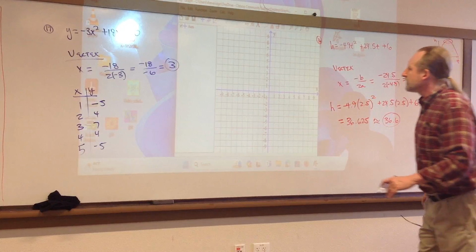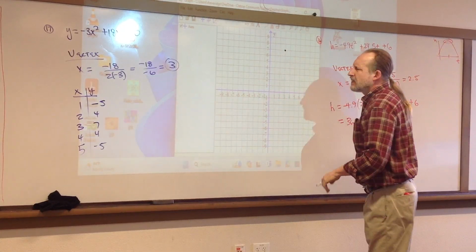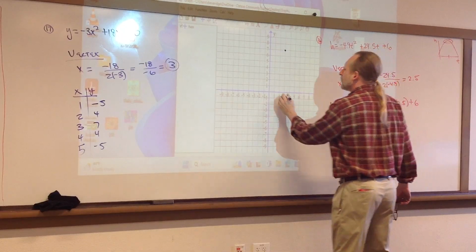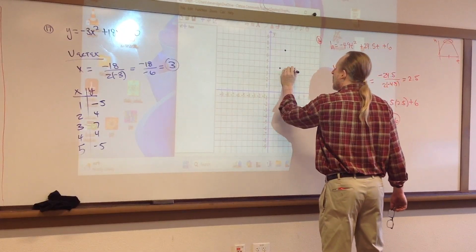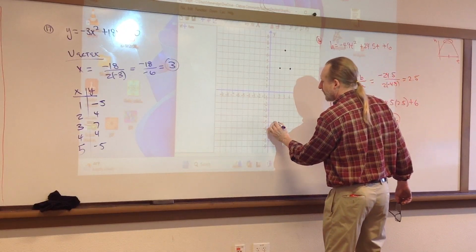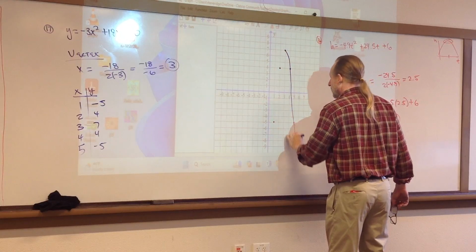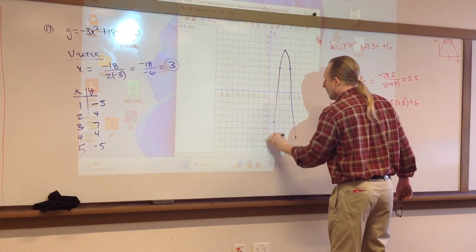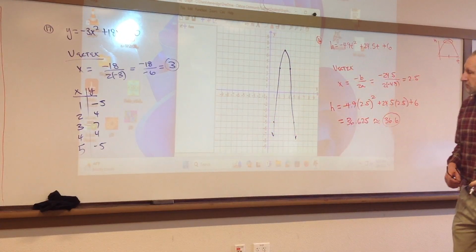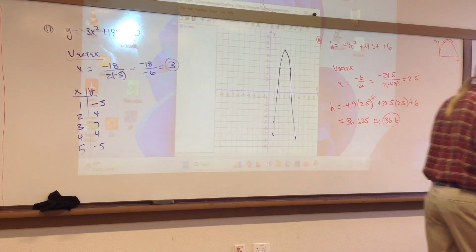And now we can graph these points. The point 3, 7 is right here, and then 2, 4 and 4, 4. And then 1, negative 5 and 5, negative 5. So this is kind of a skinny parabola, and it looks something like that. Okay, so that's problem 17.